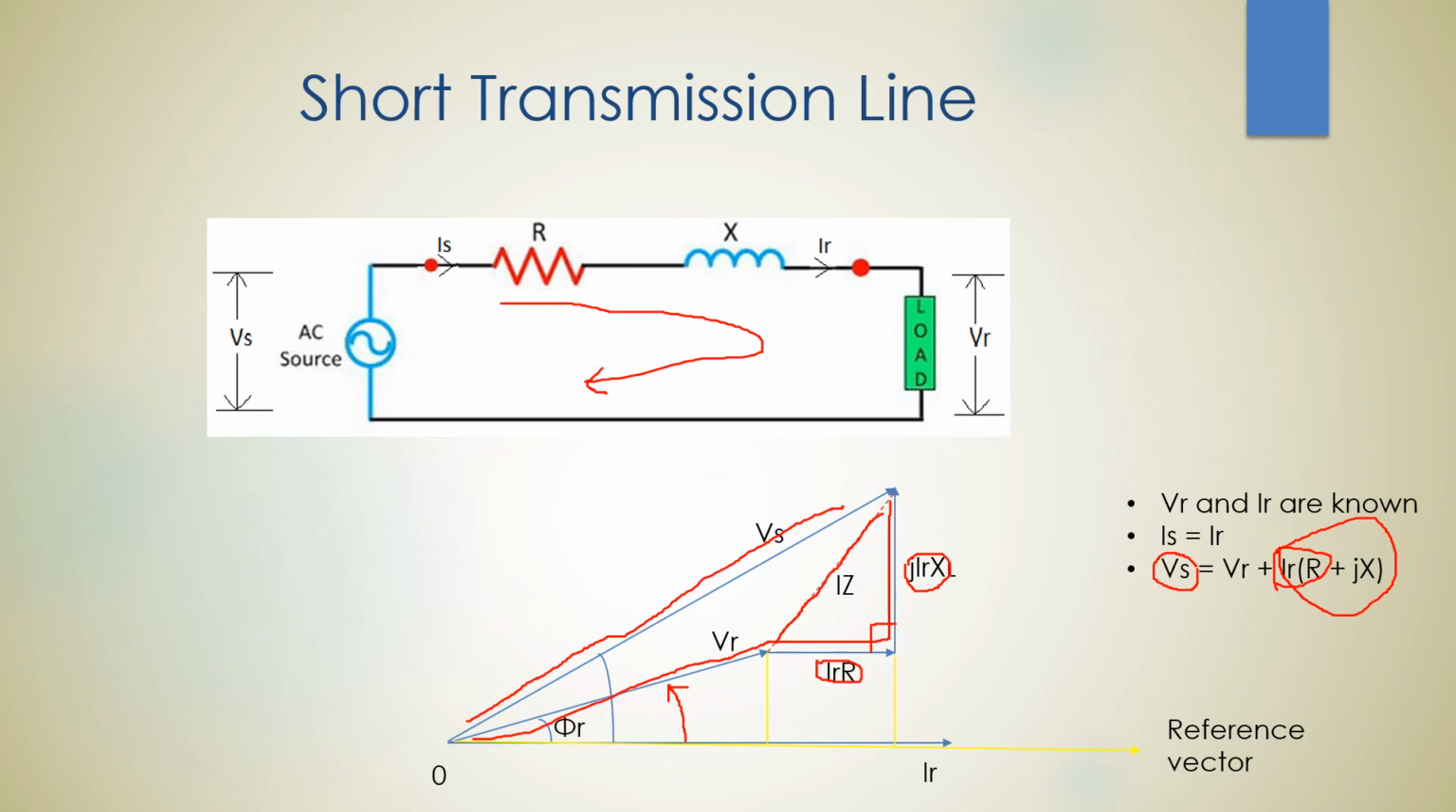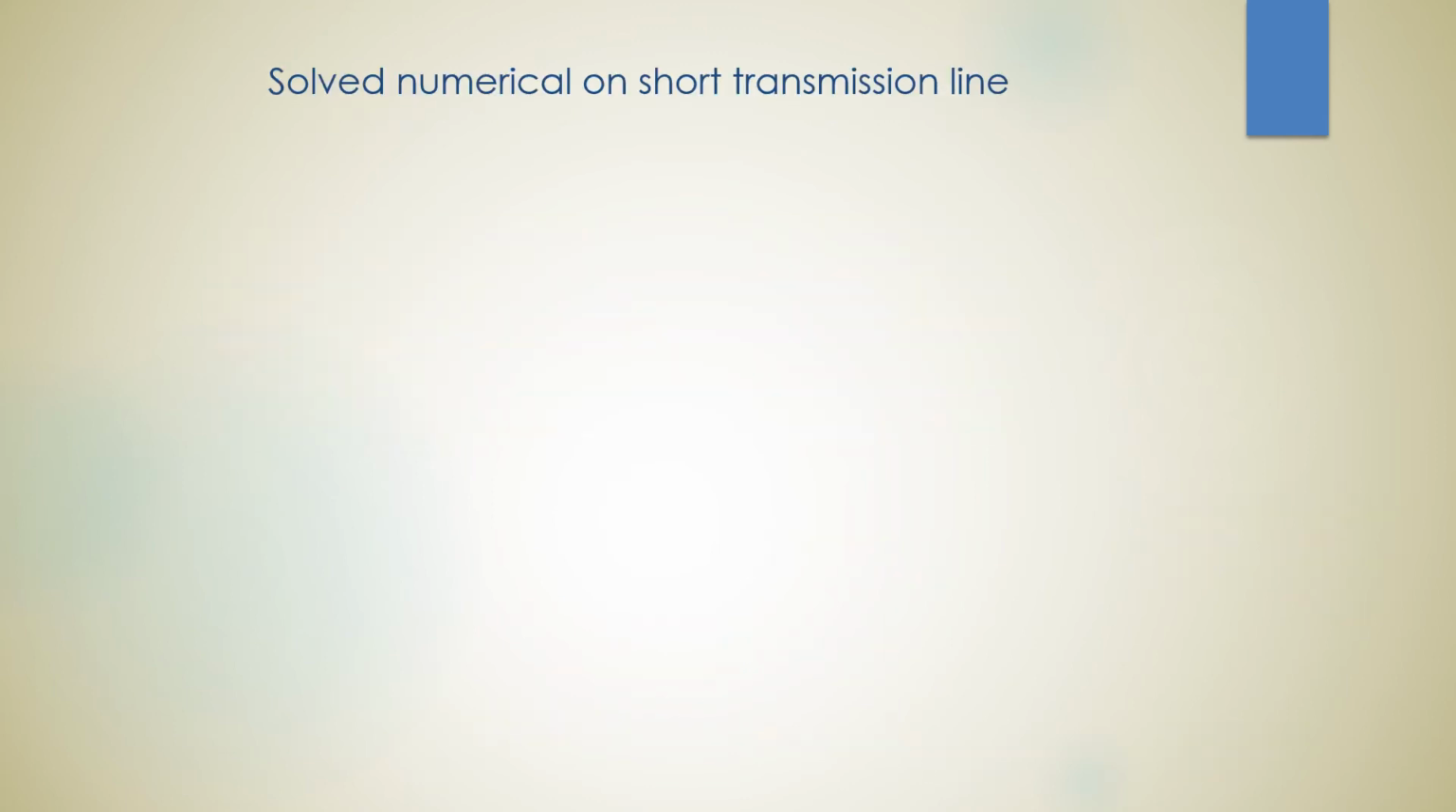Also we know that Is is equal to IR, because whatever current is flowing at the sending end appears at the receiving end, and that's why the angle between Vs and IR, which is equal to Is, is our phi. Let us now see the short numerical on the short transmission line.